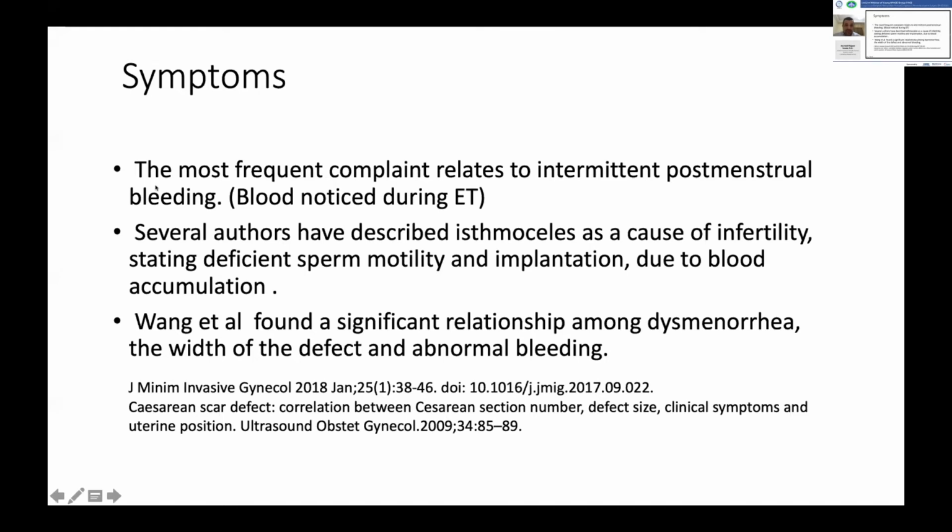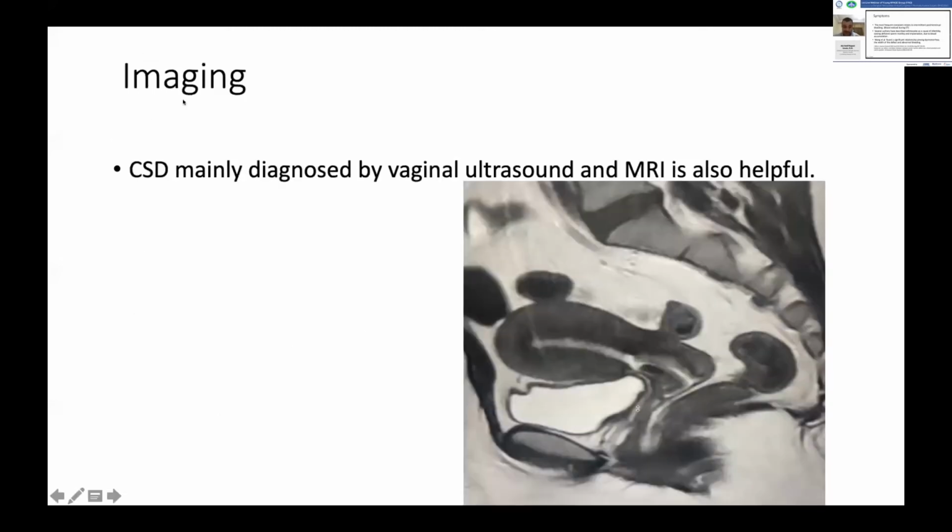Several authors have described isthmocele as a cause of infertility, stating that the accumulation of blood will affect sperm motility and implantation. Professor Wang, one of the famous professors at Chang Gung Memorial Hospital, found a significant relationship among dysmenorrhea, the width of the defect, and abnormal bleeding. So what are the main imaging modalities we use? Actually, I use vaginal ultrasound, but I always prefer to confirm with MRI, especially if the patient is insured.